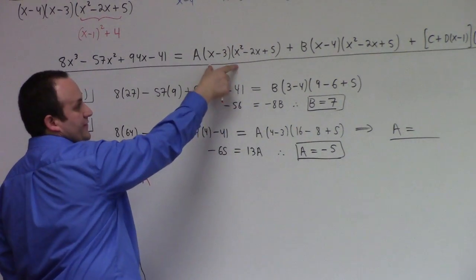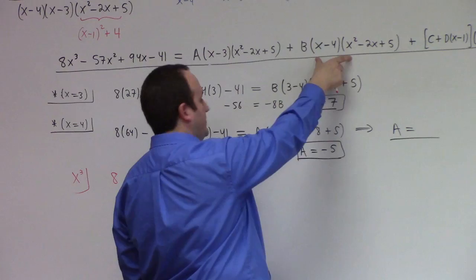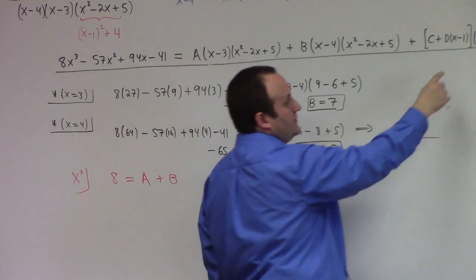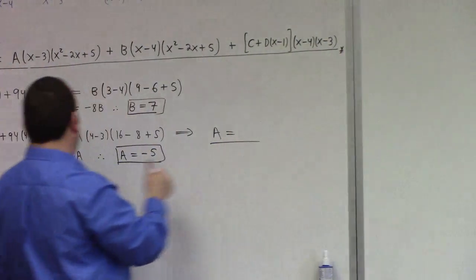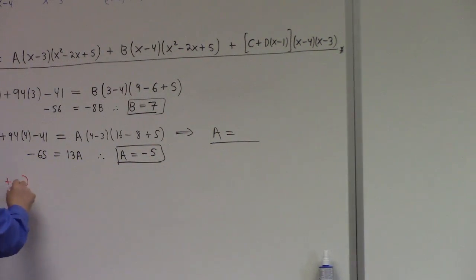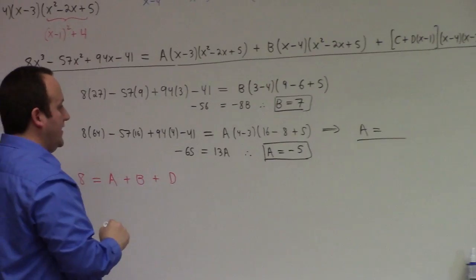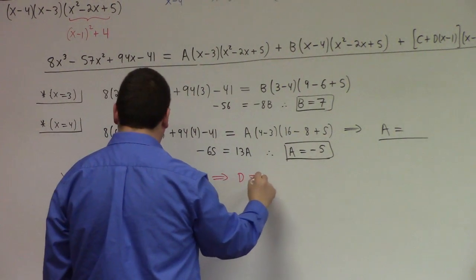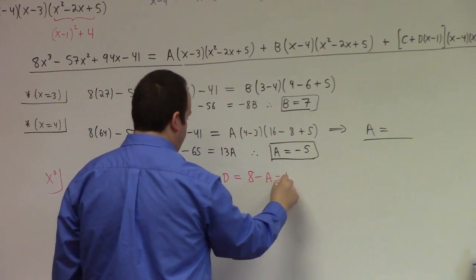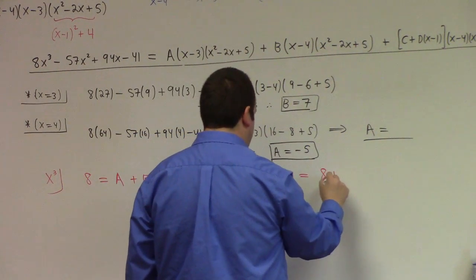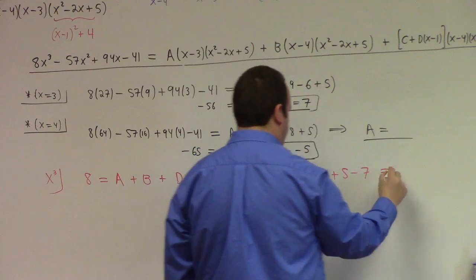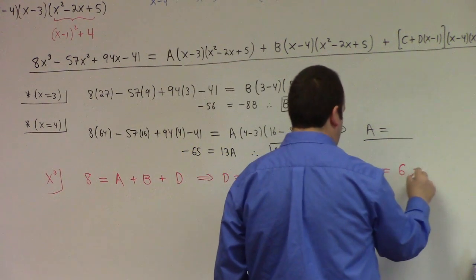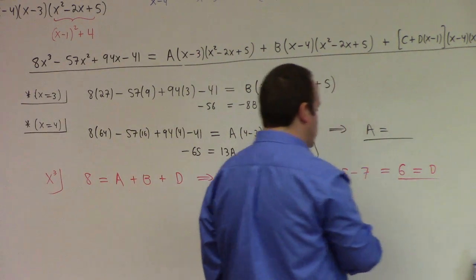Just there's an a, right? How many x cubes here? Plus b. Where else do we get x cubed? Right. Plus d. So there's an equation. Oh, but hey, we know a and b, right? What's that say d is equal to? D is equal to 8 minus a minus b, which is what? 8 plus 5 minus 7, which is what? 6. So apparently d is equal to 6.